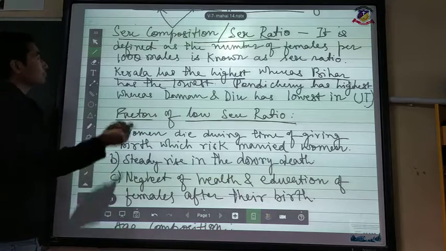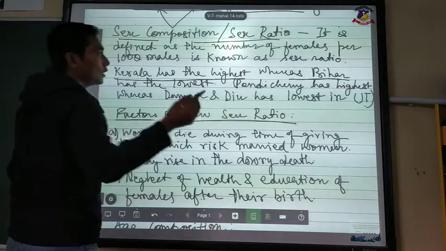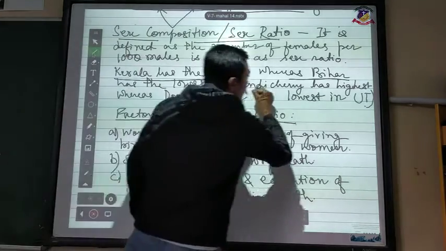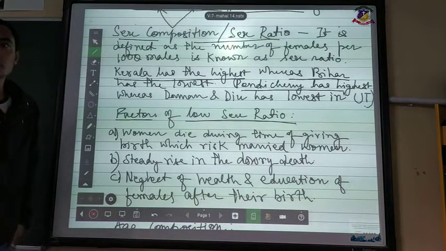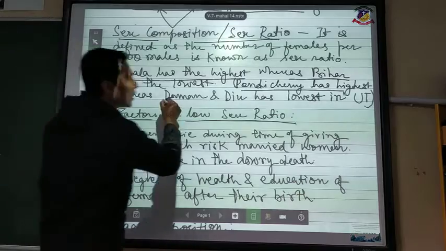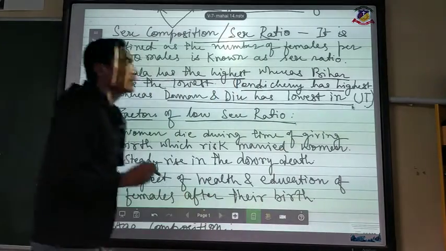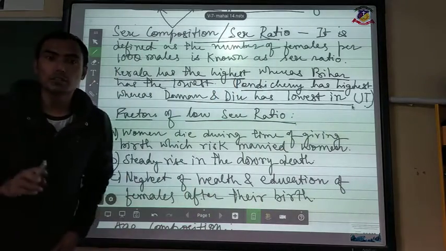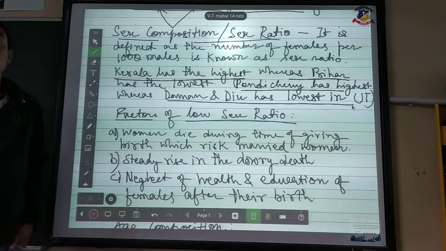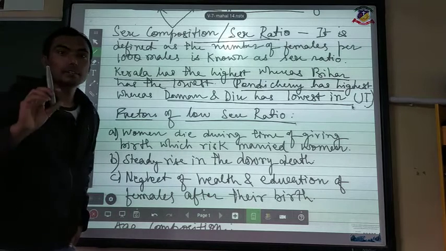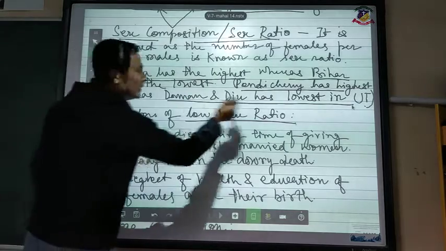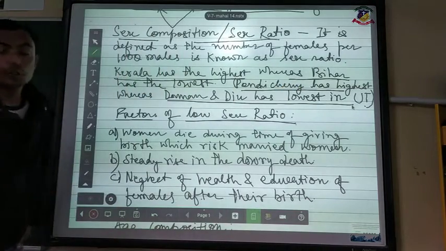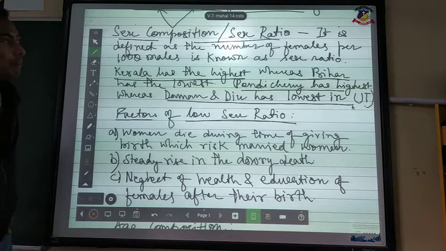Now, in terms of union territories, Pondicherry has the highest sex ratio, whereas Daman and Diu has the lowest sex ratio. Remember the states, because examples are very important, and not only that, these states you may even get in map pointing.